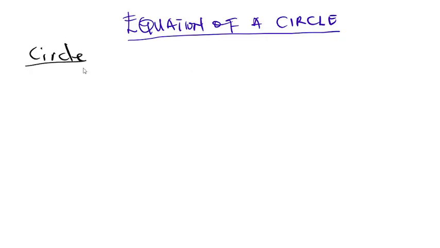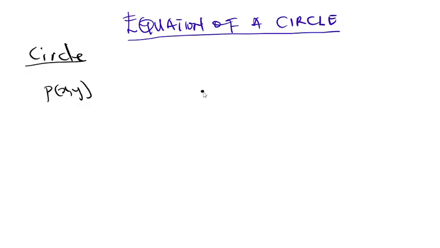Basically, a circle may be considered as the locus of a point, let's say point P with coordinates x, y, which moves such that it is a constant distance from a fixed point. And this constant distance that we are talking about is called the radius.